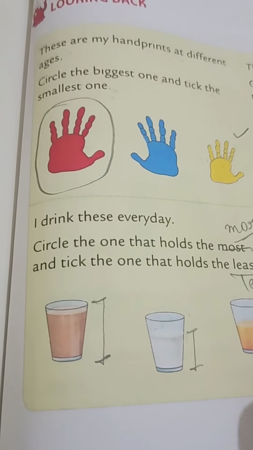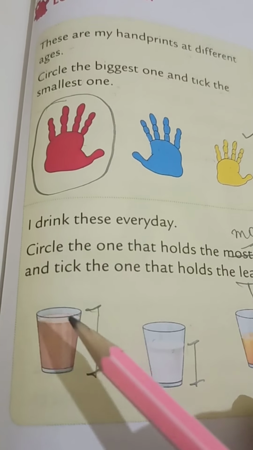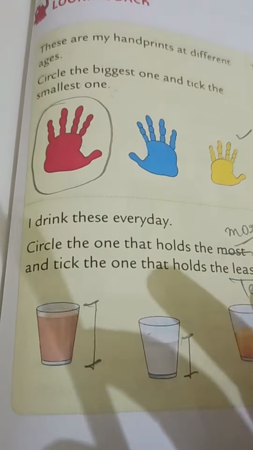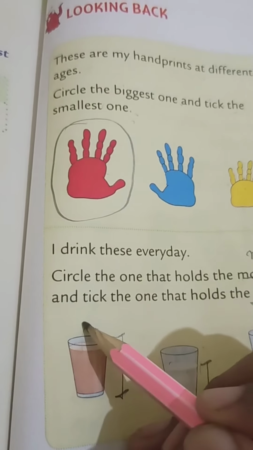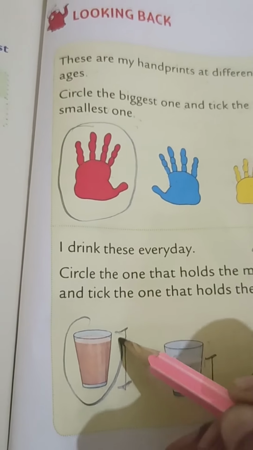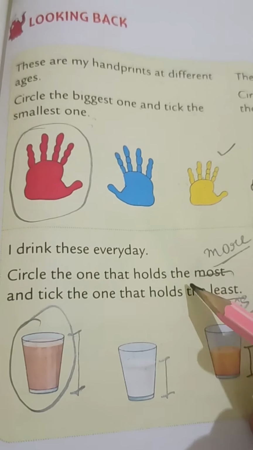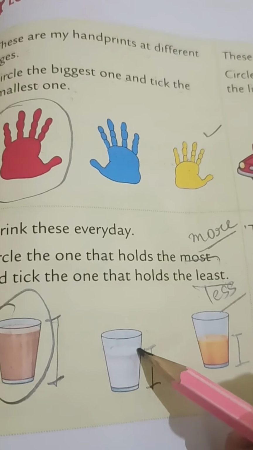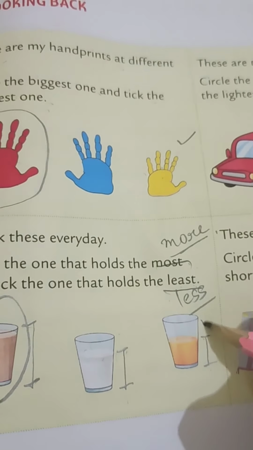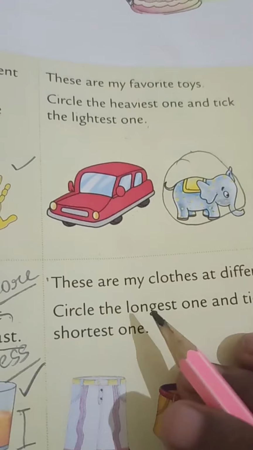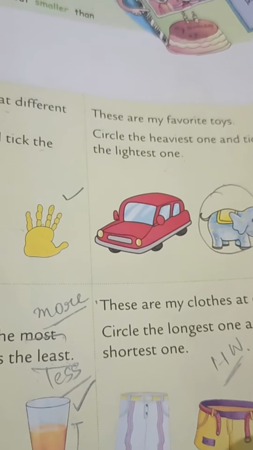Now tell me, which one is the most cup here? I mean most volume here. Which one holds the most volume? More. So the first one, which holds the coffee, is more. So I am circling it. And take the one that holds the least. Here 3/4 are there, but here only half of the cup. So I can take it. Now the last one is your homework, long and short. It's easy, right? Do it by yourself.